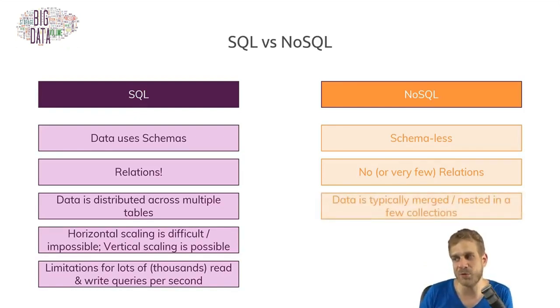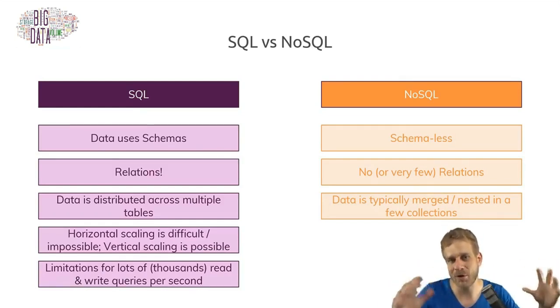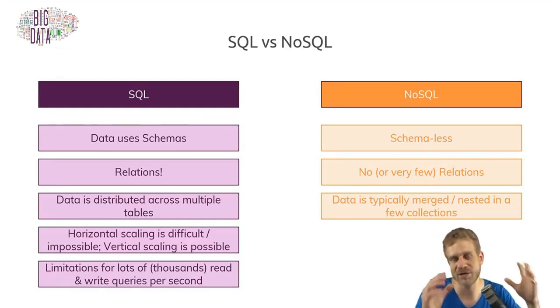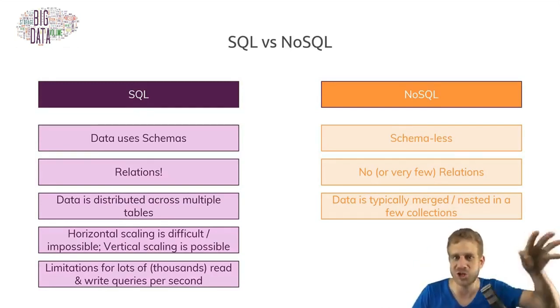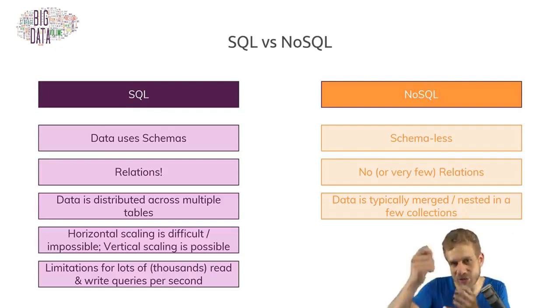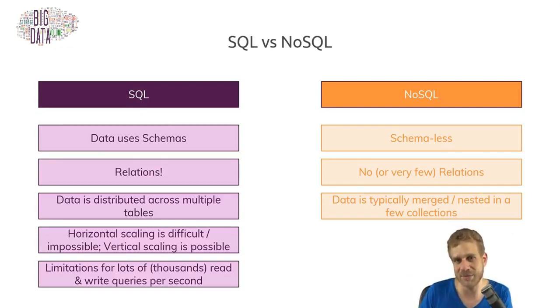Now, data is typically merged or nested in a few collections, and with that I don't mean that you don't have many collections. I really just want to emphasize that you typically want to keep all the data in a collection that you query a lot. If you got an orders page, you want to put all the data in that orders collection which you need on the orders page, so that you don't have to reach out to the products collection just to display orders. And that is what I mean here.